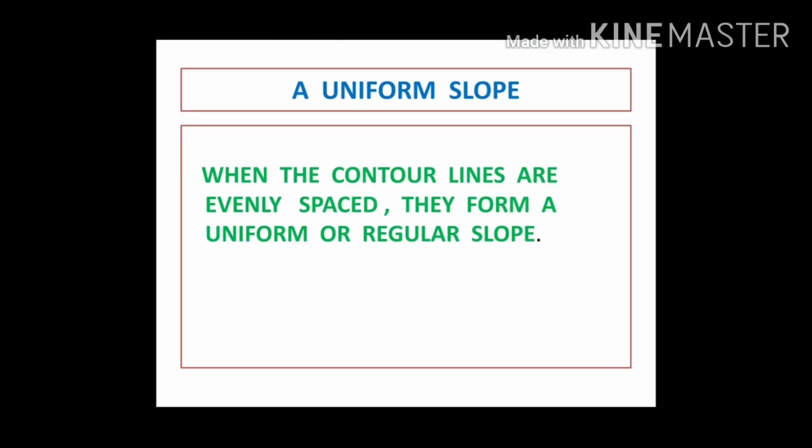Let's proceed. Now we will learn about different types of slope, and the first one is a uniform slope. So students, how will a uniform slope look if we study the contours in a topographical map? When the contour lines are evenly spaced, they form a uniform or regular slope. The uniform slope is also known as regular slope.